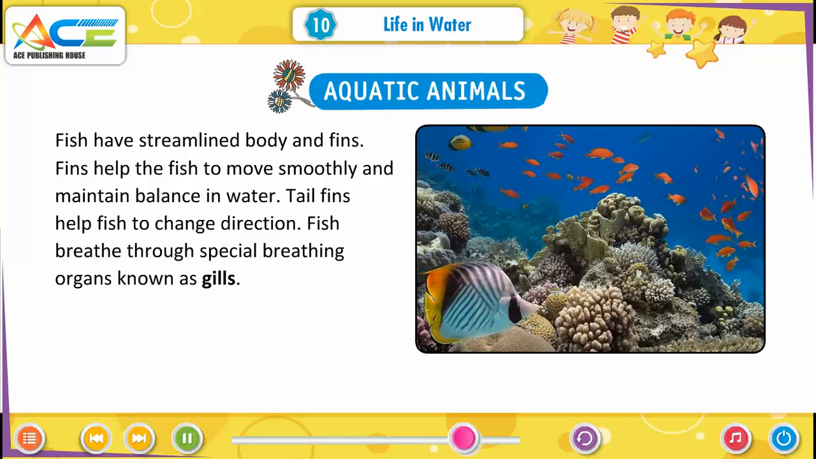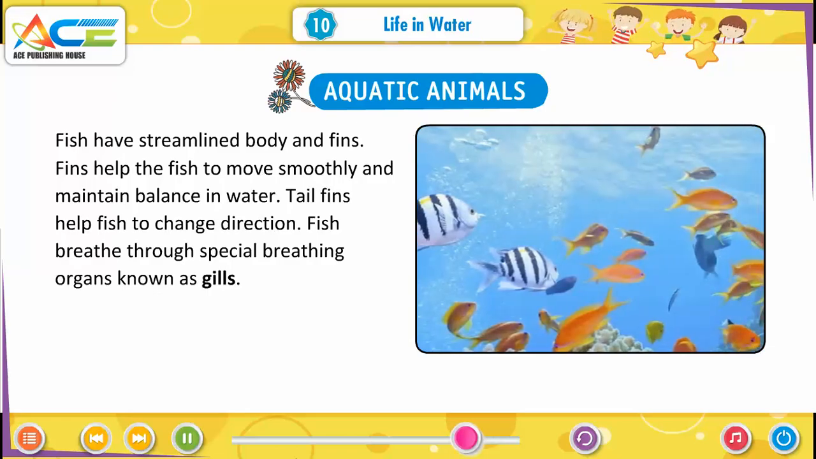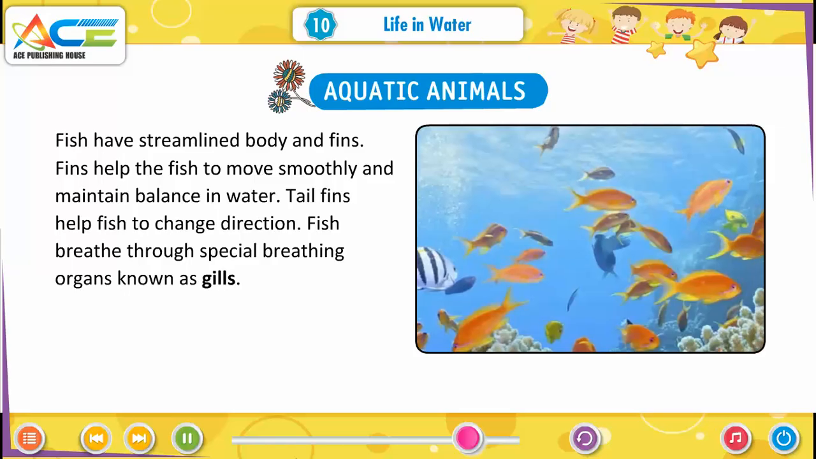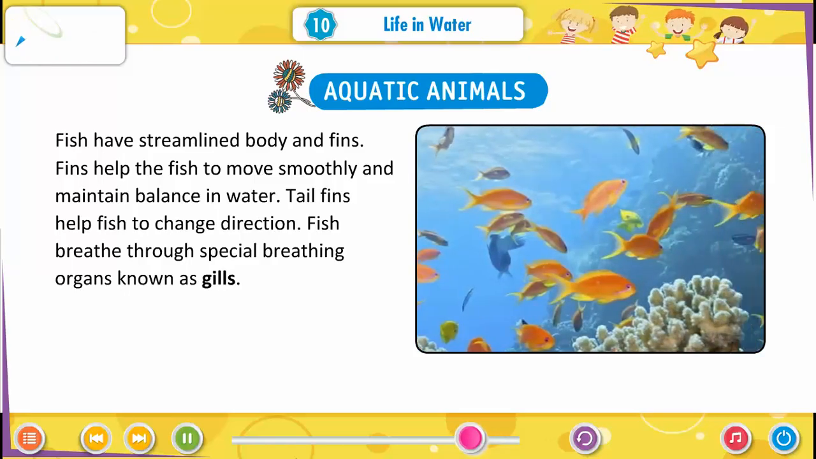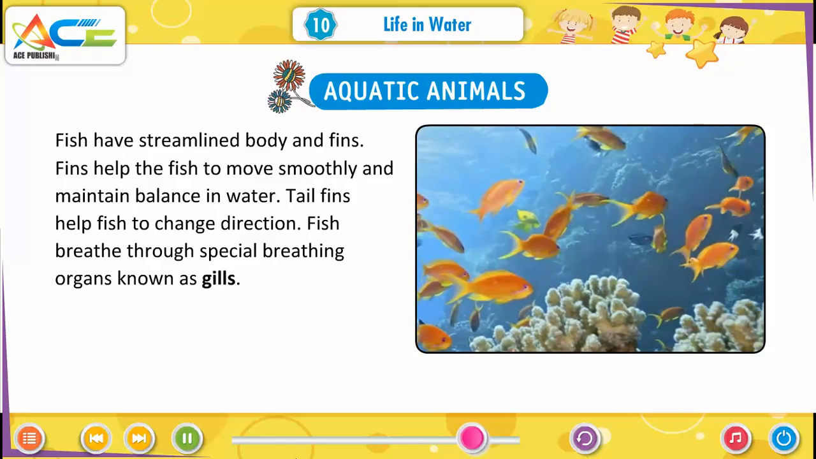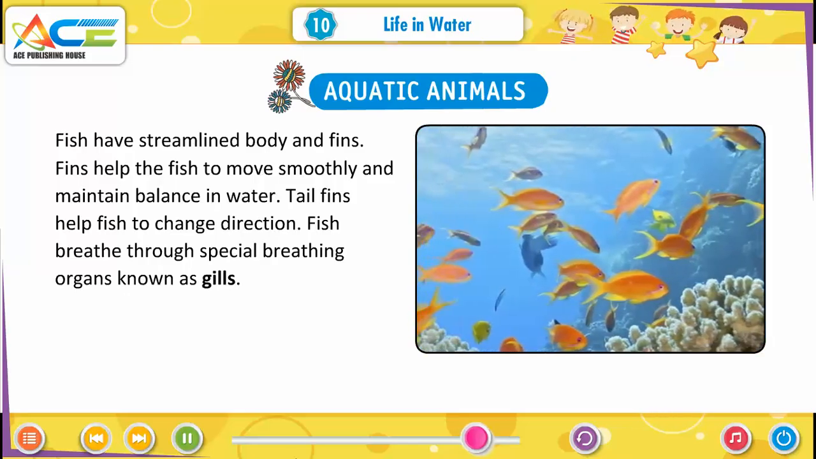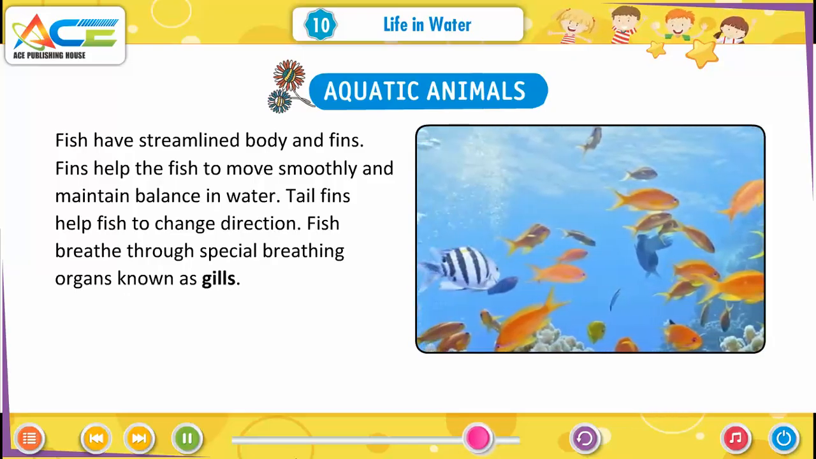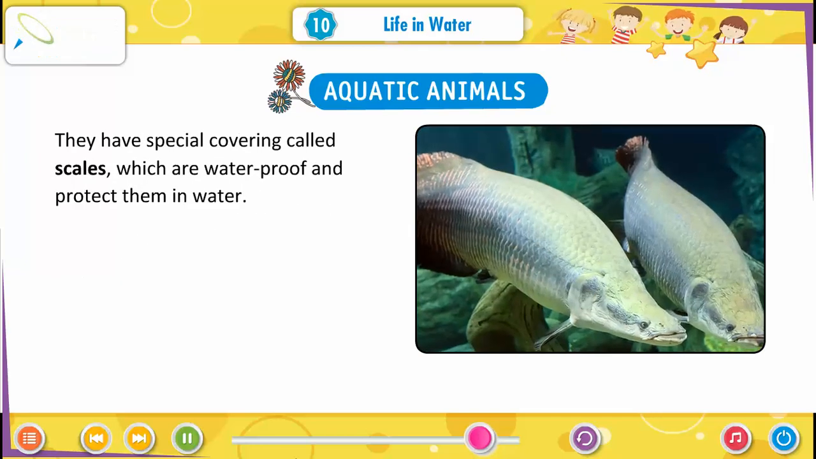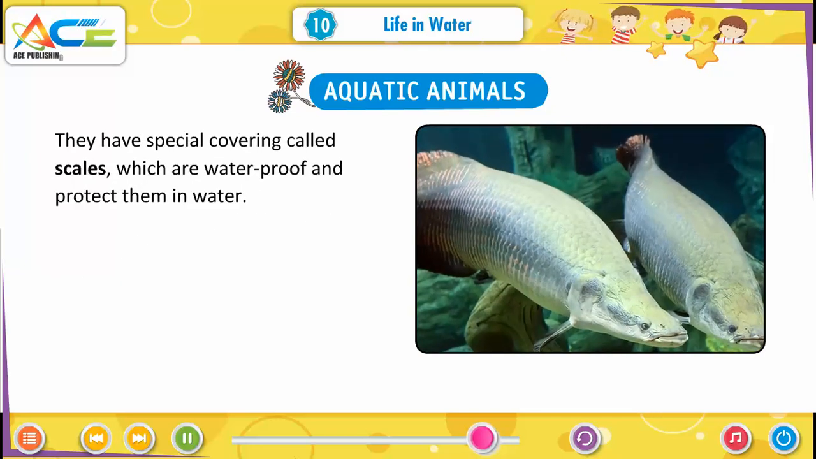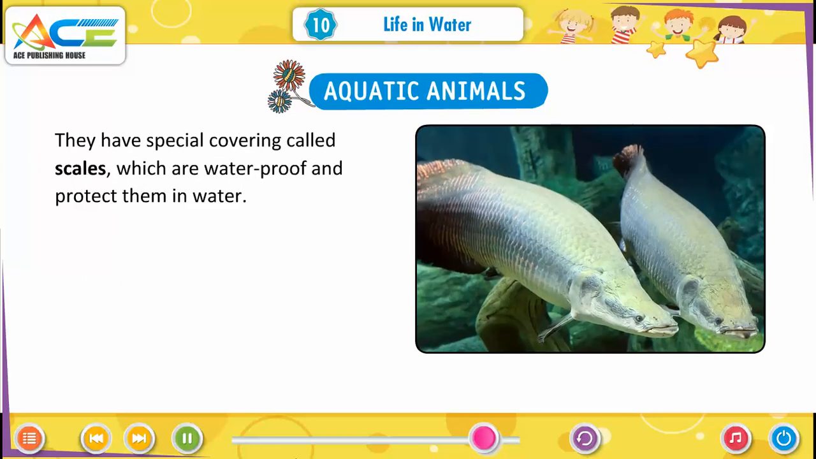Fish have a streamlined body and fins. Fins help the fish to move smoothly and maintain balance in water. Tail fins help fish to change direction. Fish breathe through special breathing organs known as gills. They have a special covering called scales, which are waterproof and protect them in water.